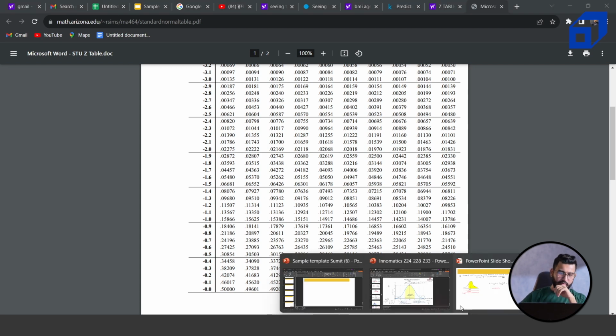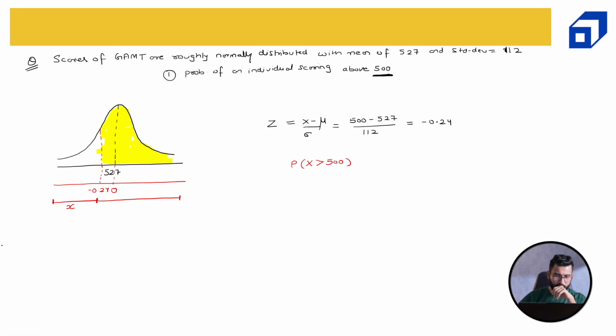0.40517. So this x is 0.40517. I'm interested in this. So what it will be is equal to 1 minus probability of x less than or equal to 500, which is 1 minus probability of 0.40517. The answer will be 0.59. There are 59% chances.